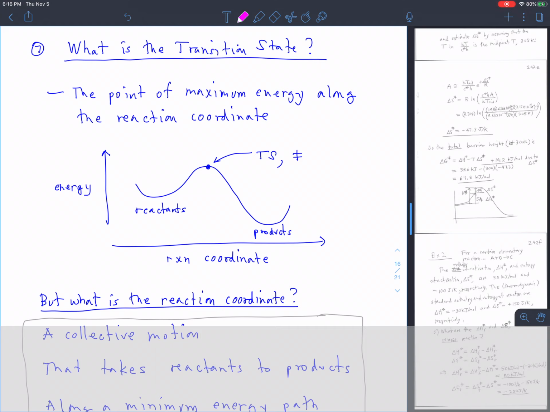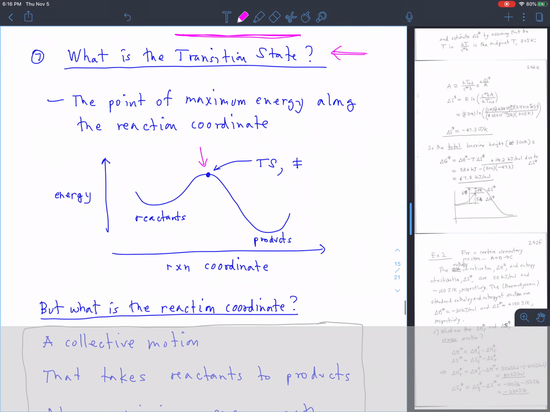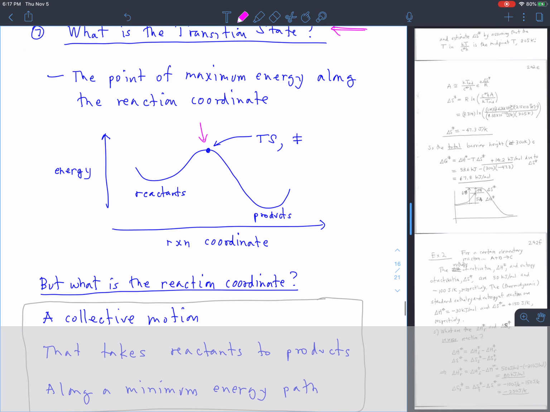And to do that, the thing that Eyring theory does is tell us a lot about what this transition state is, this mysterious point at the top of the barrier in the reaction energy diagram. And so let's talk about that for a while.